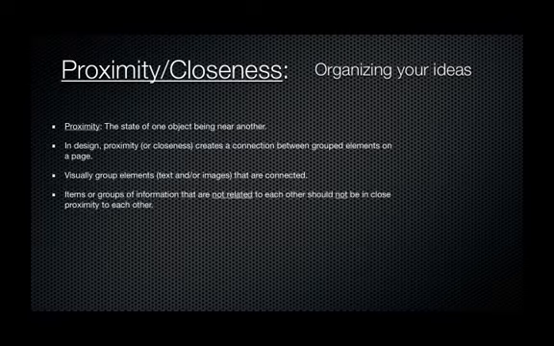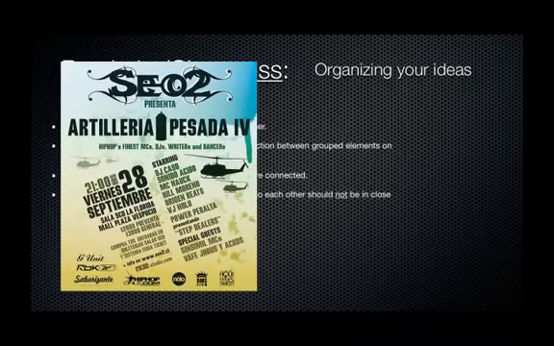Visually group elements, which could be text and/or images, that are connected. If elements are not connected, they should not be in close proximity to each other. That can be very confusing for the audience. Let's take a look at this example. Here's a flyer for a concert.